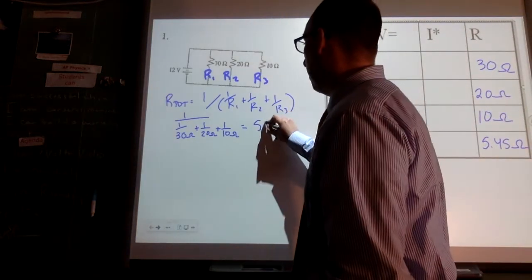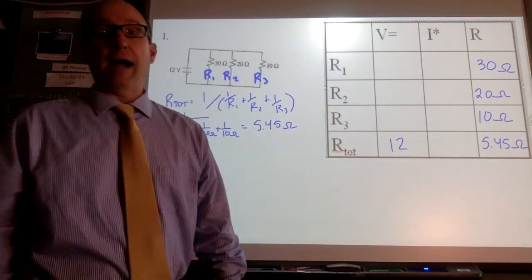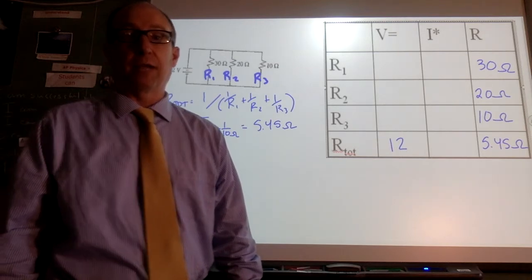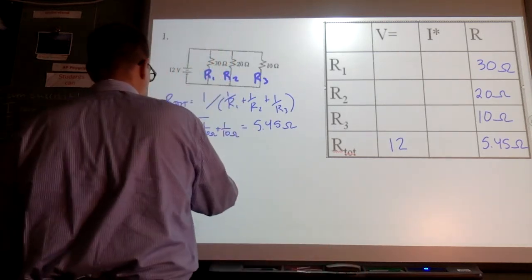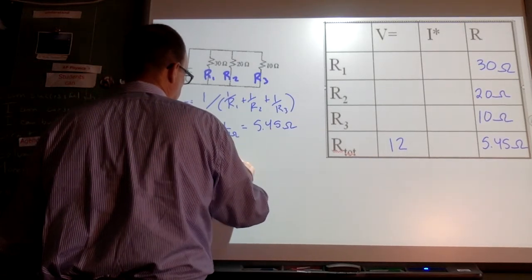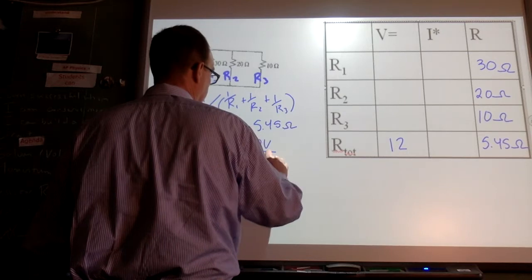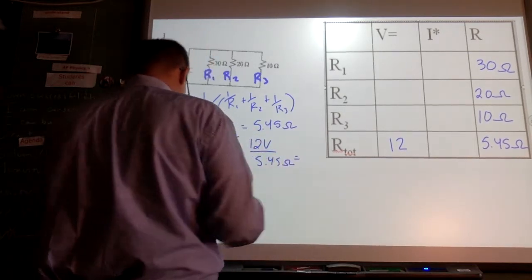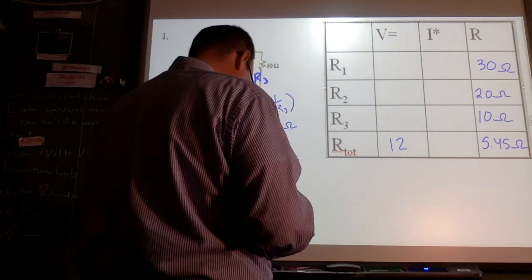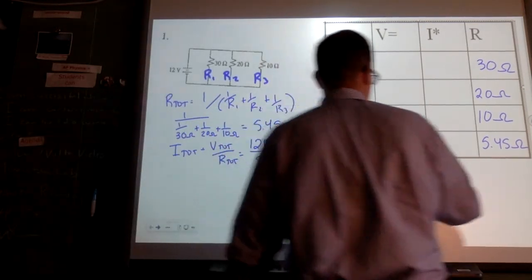All right, now I can get my total current because I'm assuming that this is all ideal conductors, so I can use the equation that is derived from Ohm's law, which is V equals IR. So I total is going to be V total over R total, so this is going to be 12 volts over 5.45 ohms. And that is 2.2 amperes.